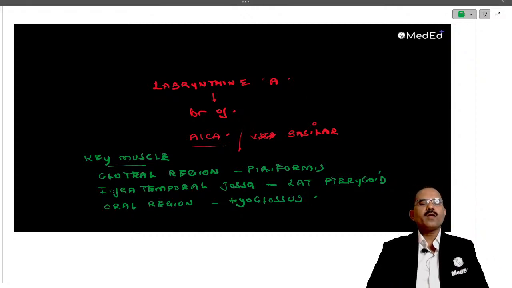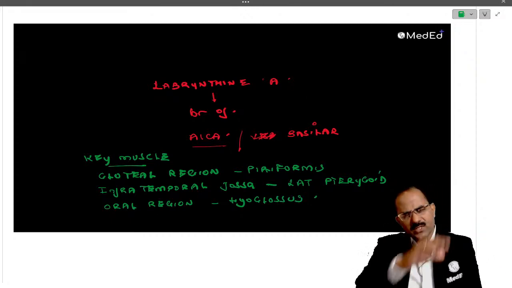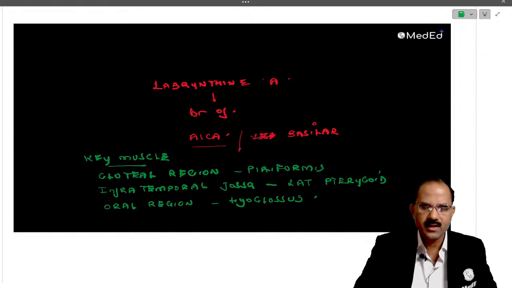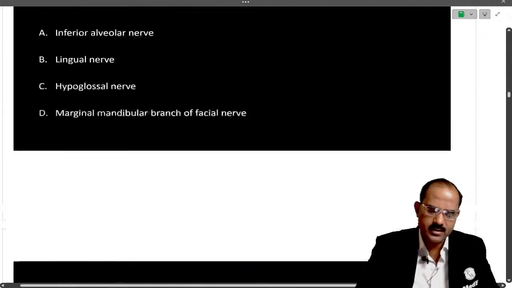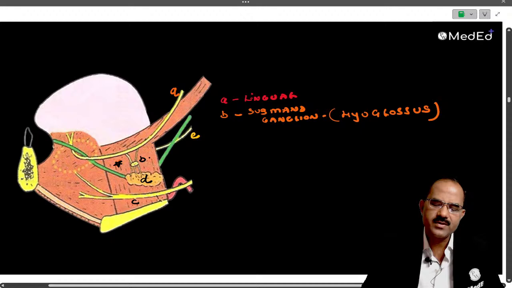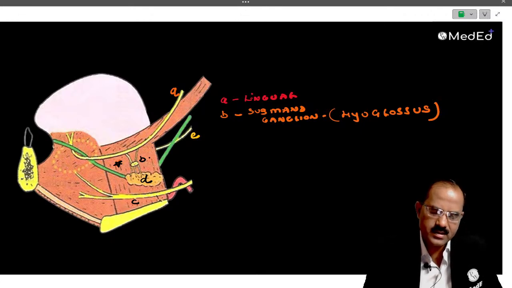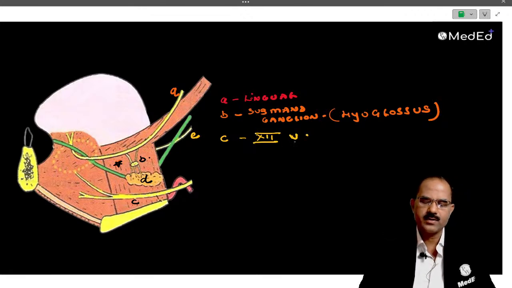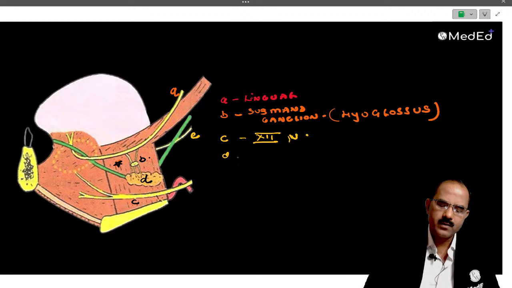Hyoglossus, because there are many structures lying on the hyoglossus. Let us understand this. Have a look at this. The starred structure is hyoglossus. What is C? C is the hypoglossal nerve. D is the submandibular gland.